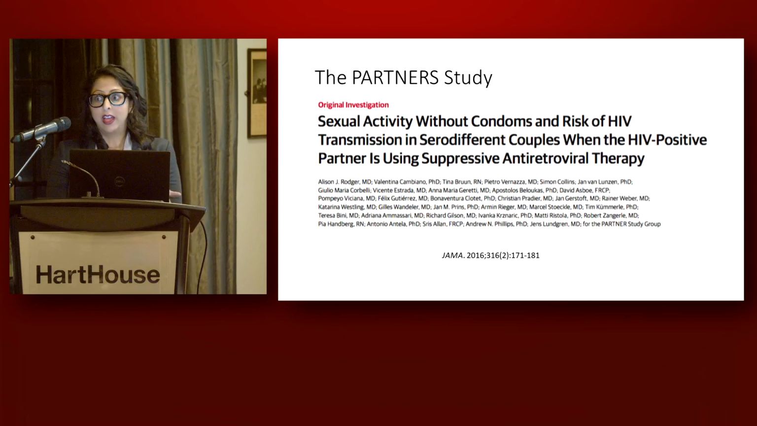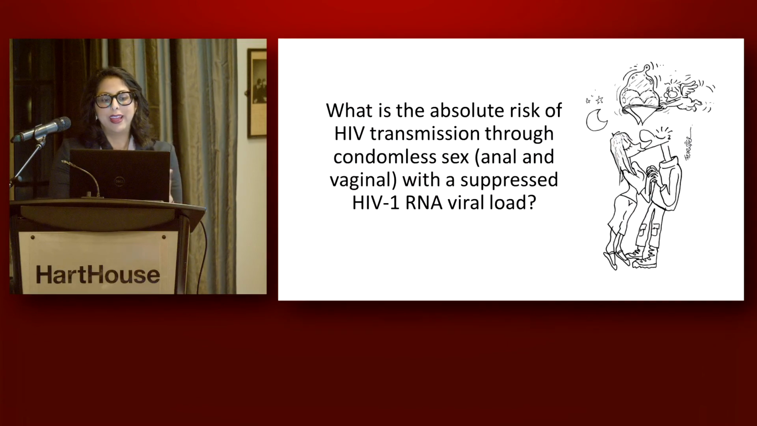So for this study, as an entrance requirement, you actually had to not have used a condom in the last 6 months. You had to be having condomless sex. And this study looked at both couples who were men who have sex with men and heterosexual couples as well. And what they were asking is, what is the absolute risk of HIV transmission through condomless sex if you have a suppressed viral load? So a very practical question, and I think that's partly why people were really excited to see the results of this, right? Because this is what people are asking us in our offices, and this is what people who just want to have sex in a way that doesn't feel so scary wanted to know.